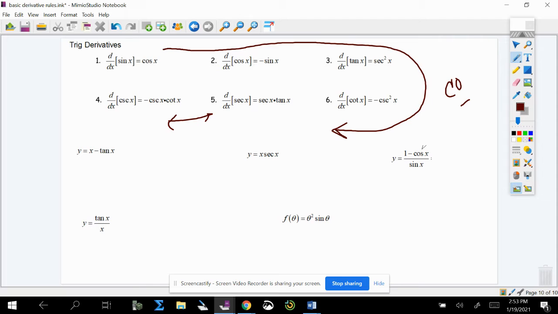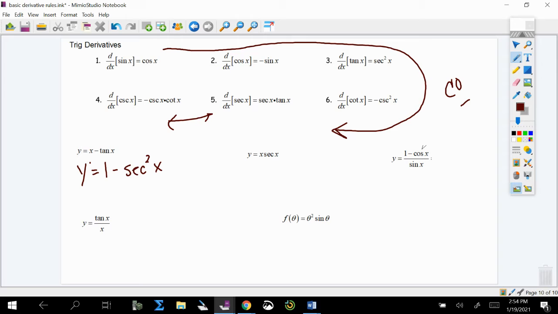So I have 5 examples at the bottom of the screen just to show you some variety of what you'll be asked to do. So the first one is the derivative of x minus tangent of x. You're just going to go term by term. So the derivative of x is 1, and the derivative of tangent is secant squared, so it's going to remain negative: 1 minus secant squared.